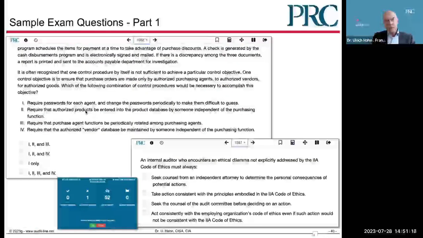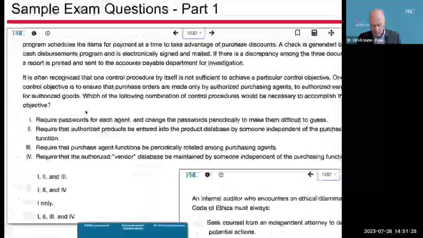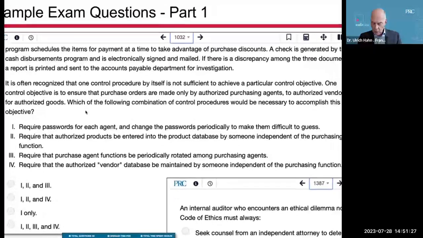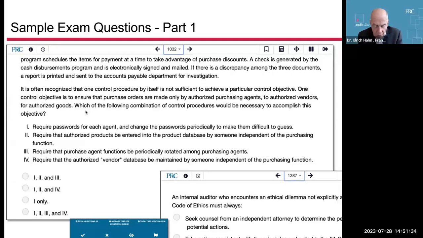There are a few sample questions here from the PRC system from part 1. This one here is the one I took first. Why did I take this? This was very, very long. You see here there's already a cutoff. It goes ahead, and then here is a question, and there are the answers. So that was very long. It was almost endless.